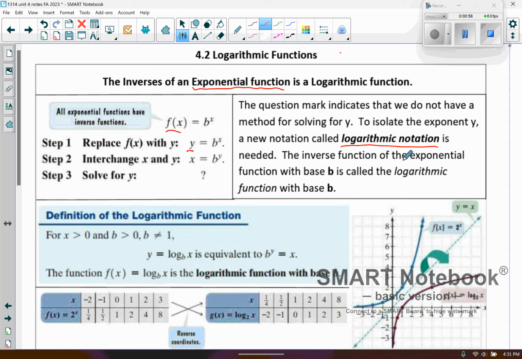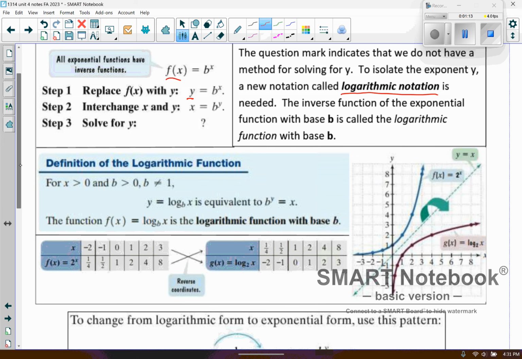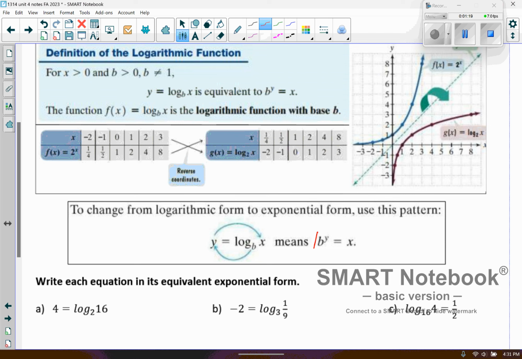The inverse function of the exponential function with the base b is called a logarithmic function. So that's what we're going to look at here. Essentially, if you have b, some base, to the power of y equals x, and you're trying to solve for y, we convert it to logarithm form, to where your exponent is now on its own. So y equals log base b of x, and now we have solved for y.